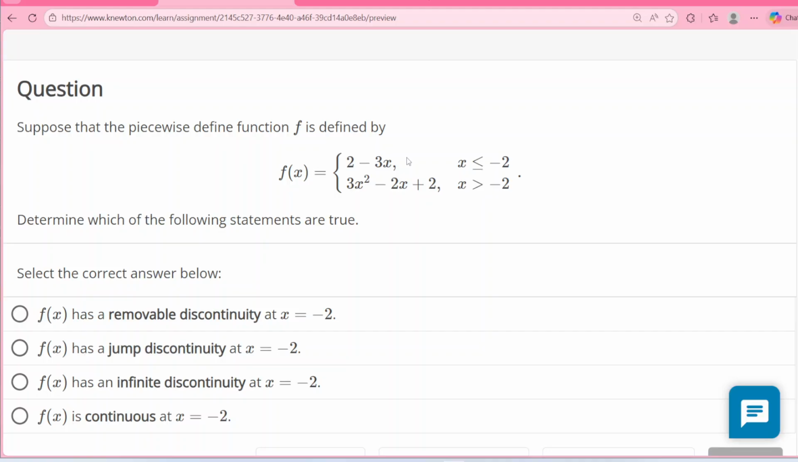Okay, so, the value exists at -2, it's 8. The left side limit, also 8, but the right side limit would be 18. So the left side limit exists, it's 8. The right side limit exists, it's 18, but they're not the same, right? So remember that was the jump discontinuity again, right? Like I said, this is very similar to a problem we saw earlier.